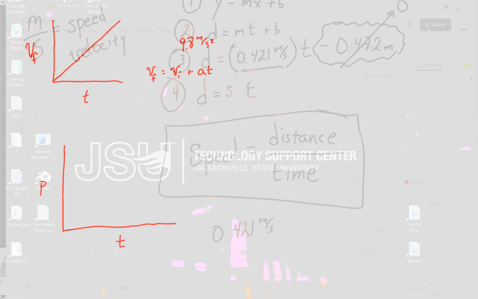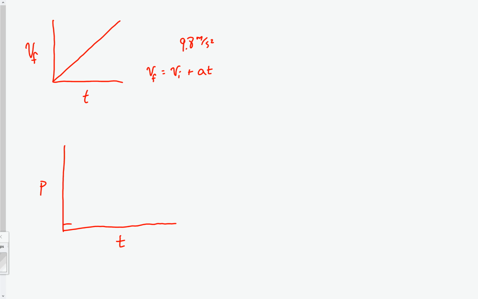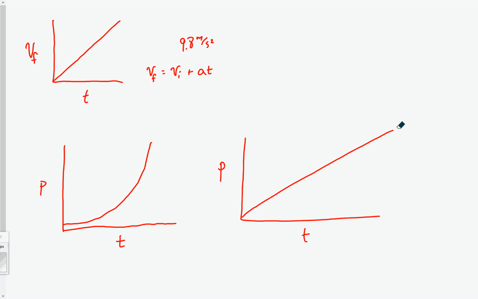So let's take a look at it then. Whoa, that was kind of crazy. So we tried this graph, and this is what we ended up with. We ended up with a parabola. So now the question to you is, how do we linearize this graph? In other words, how do we take position versus time and turn that into a straight line graph? What can we do to this data?